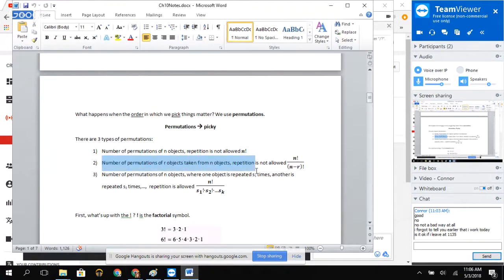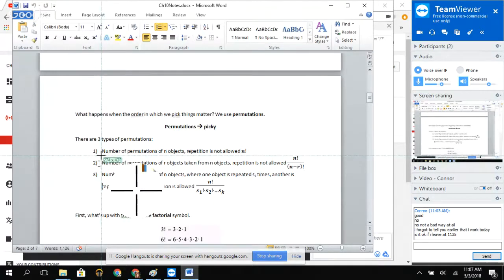Okay, so remember on Monday, we talked about if you have R objects taken from N objects and repetition is not allowed, then the formula to figure out how many possible combinations, how many permutations, is N factorial over N minus R factorial. So that just sounded like a bunch of words, right? But what does that actually mean? So what it actually means is, I'm trying to think of a fun example.